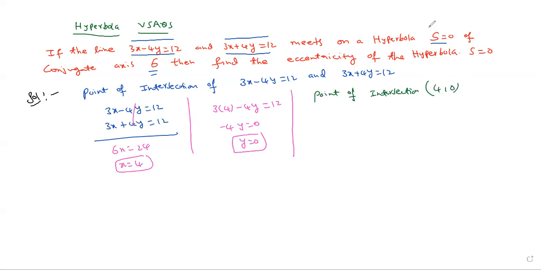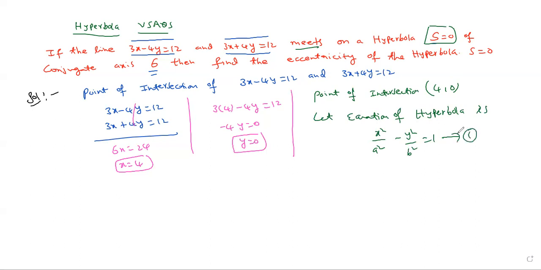Okay. These two lines meet on the hyperbola S equal 0. That means this point of intersection lies on the hyperbola. Let the equation of hyperbola in standard form be x squared by a squared minus y squared by b squared is 1. These two lines meet on this hyperbola means the point of intersection lies on equation 1.